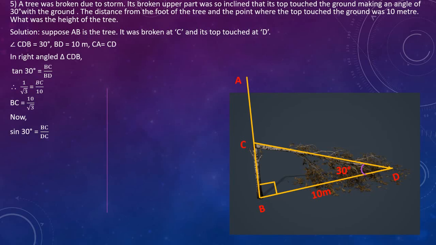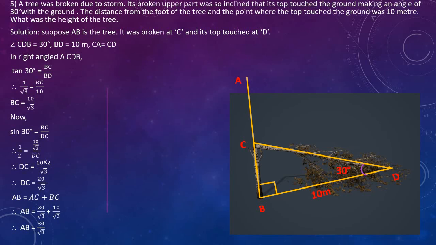So now, in order to find the value of CD, we can use the trigonometric ratio of sine. Sine 30 degrees is equal to BC upon DC, which is equal to, sine 30 degrees we already know, that is 1 upon 2, equal to BC, which we already found, that is 10 upon root 3, the whole upon DC. So therefore DC is equal to 10 into 2 upon root 3. Therefore DC is equal to 20 upon root 3.